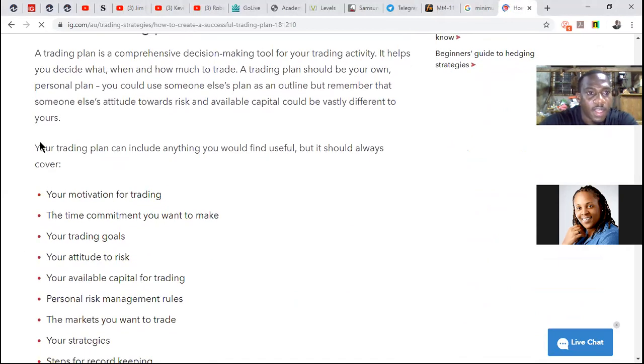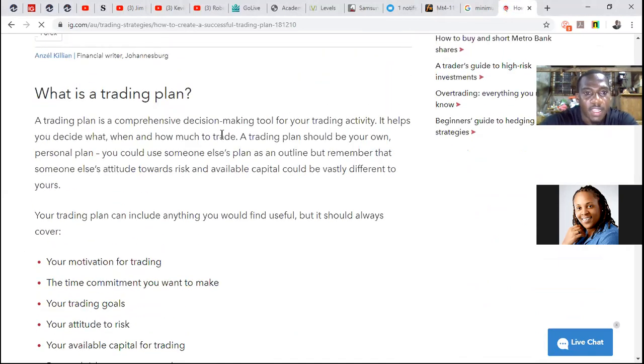So what is a trading plan? Basically a comprehensive decision-making tool for your trading activity. It helps you decide what, when, how much, right? So it basically takes a lot of the guesswork out of your trading.